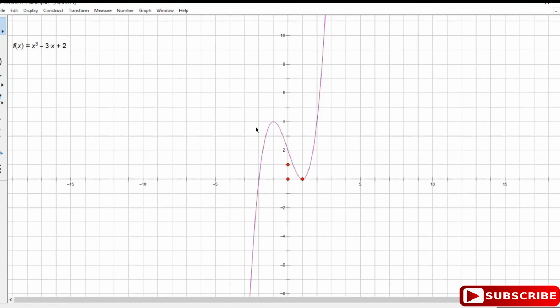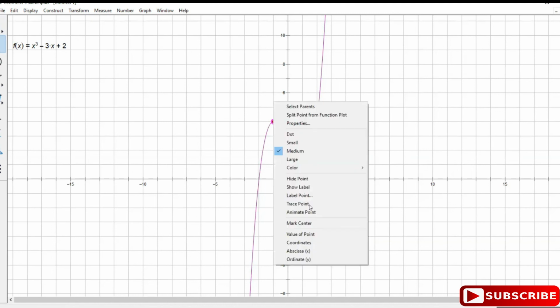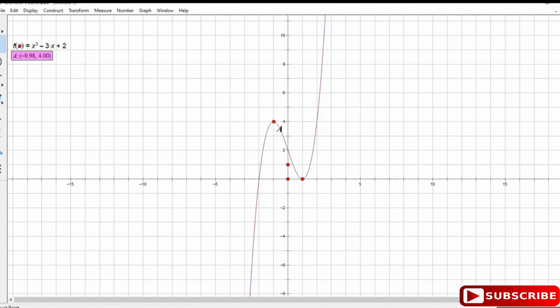This is a turning point right here. If I were to insert the point right here, this is the maximum turning point, just like what we got, right? This is the (minus 1, 4) right here, just like what we wanted. If we were to show this coordinate, this is the coordinate (1, 0), just like what we wanted. Then right here now, this is the y-axis intercept, and clearly we can see this one is 2. So it's just like what we got, exact same.